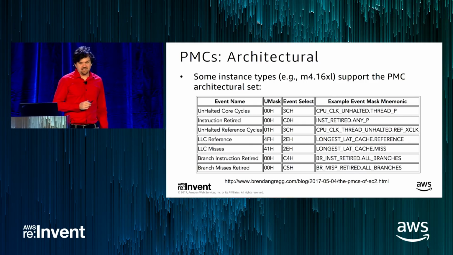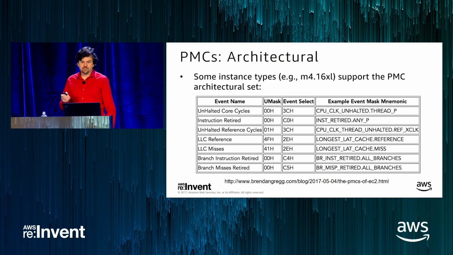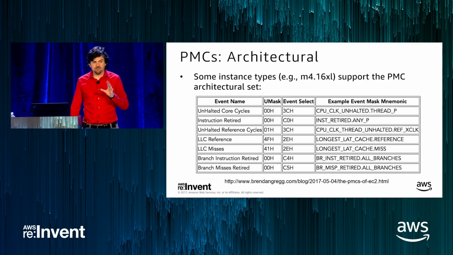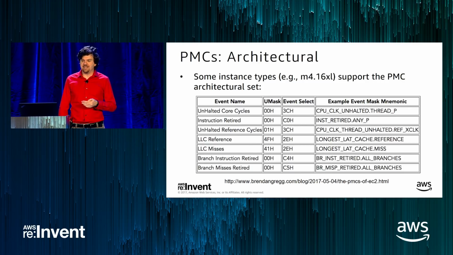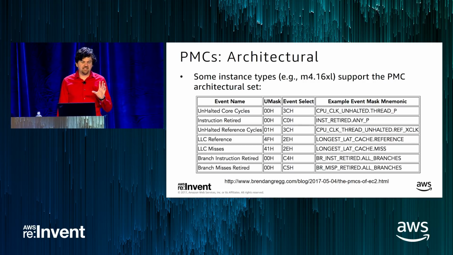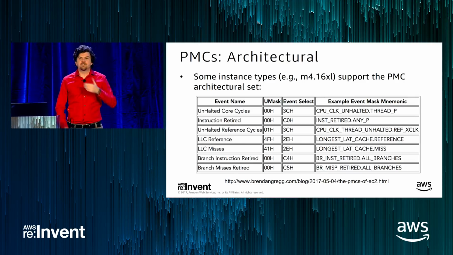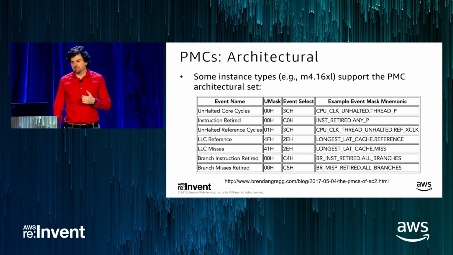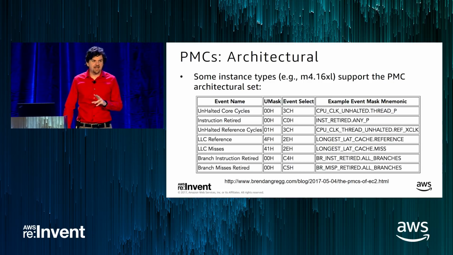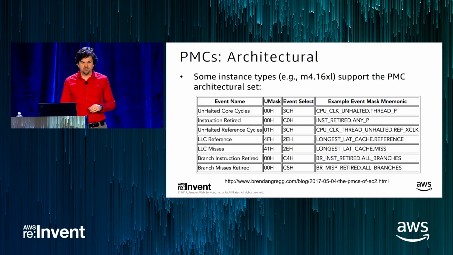But PMCs let us do so much more. Early this year, Amazon launched a feature for the M4.16XLs and some other instance types that exposed the architectural set of PMCs. So these are 7 PMCs that give you a very high-level view of what the processor is doing. So you can investigate stall cycles by looking at the CPU cycles and instructions retired and looking at the IPC ratio between them and figuring out how much the CPU is stalled.